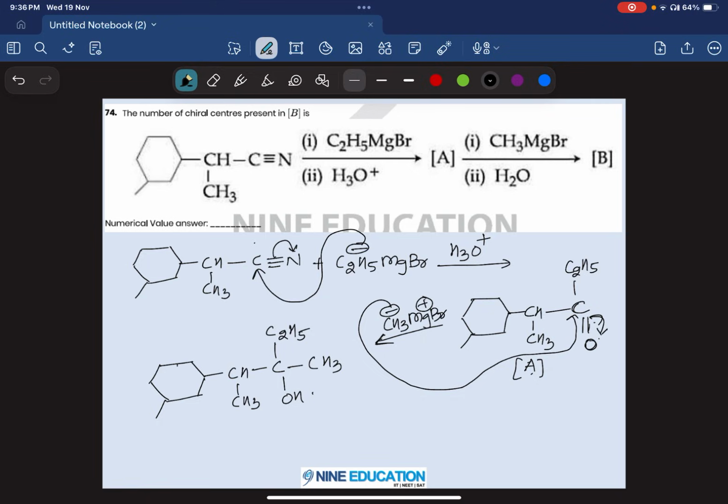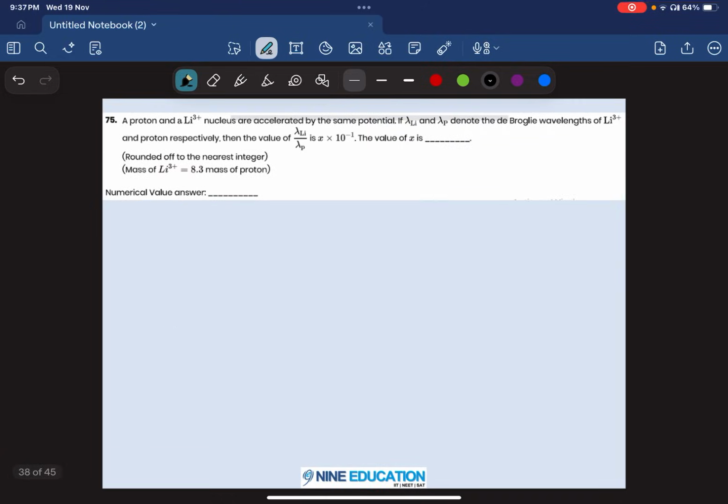As you can see here, what all are the chiral centers? This is a chiral center here. This is a chiral center here. And then what others are the chiral centers? Is this a chiral center? Yes, this is also a chiral center. What about this one? Is this a chiral center? Yes, this is also a chiral center. So there are four chiral centers in this compound. That's why the option would be four.